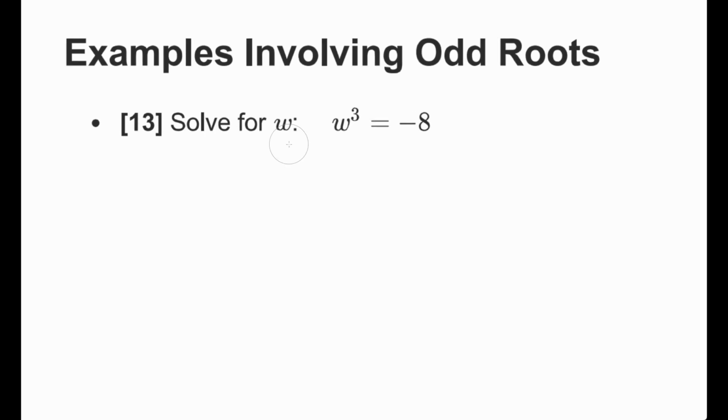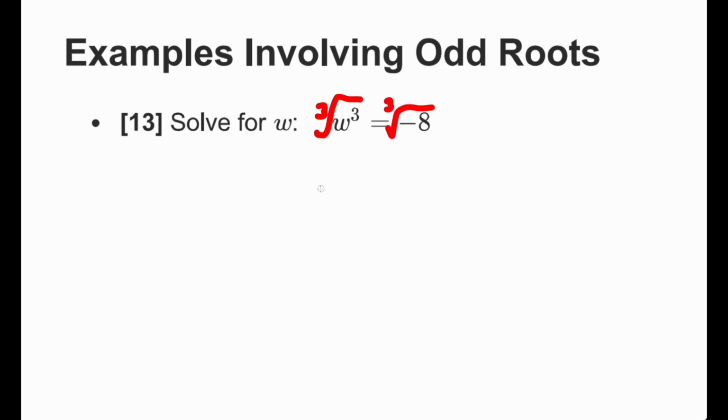All right, next we're going to be going over examples involving odd roots. Okay, so the root in this case is going to be an odd number, in this case 3 for this first one, but it's the same kind of thing that we've already been doing in other weeks. It's w to the third, so what we're going to do is cube root both sides.